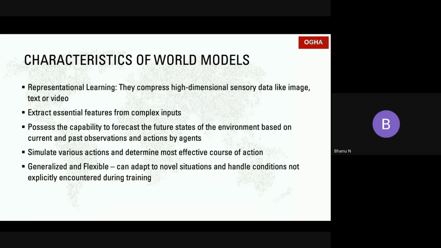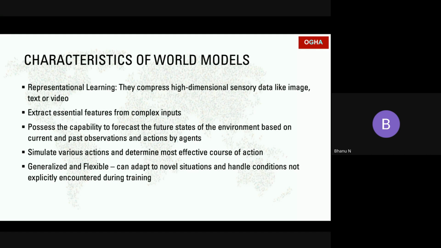And they possess the capability to forecast the future states of the environment. You would have given the past states and observations, built the model, pre-trained and trained, then fine-tuned it, and then you give the current and past observations. When you give the current observation and also the action by the agents in terms of a control signal, they come out with future states. That's very useful. I'll show it in a diagrammatic fashion as we go on, so that you can understand it better.